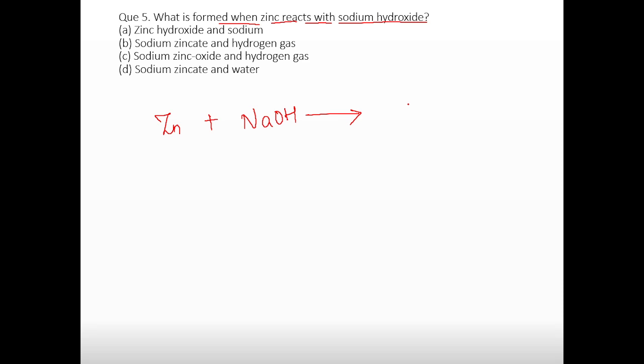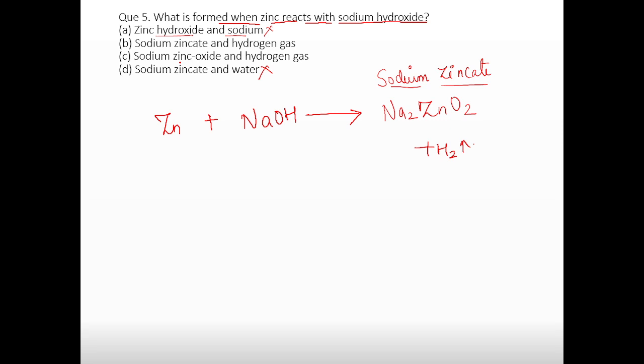So what will be the formation? Na2ZnO2 plus hydrogen gas is released. So this is your sodium zincate. I hope this is clear to you guys. Here the options are: sodium hydroxide and sodium, no. Sodium zincate and water? No. Sodium oxide and hydrogen gas? No. Sodium zincate and hydrogen gas? Yes. So the correct option is your option B. So you will be writing the correct option as B.